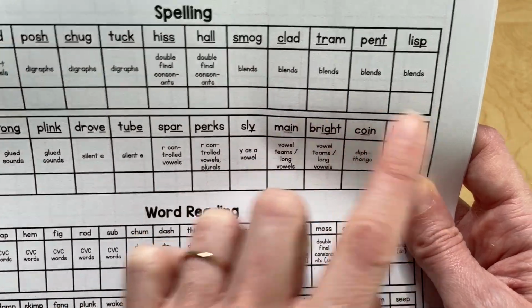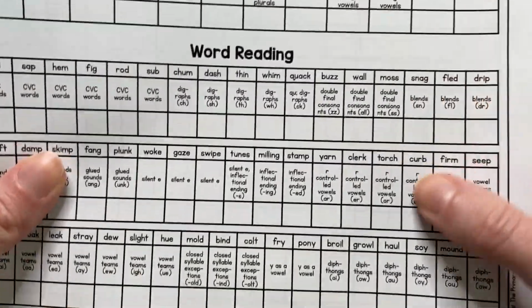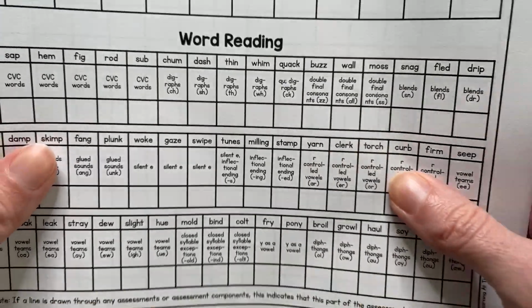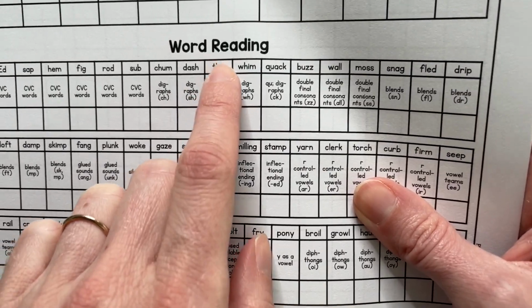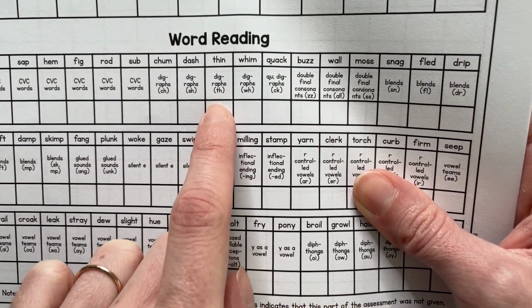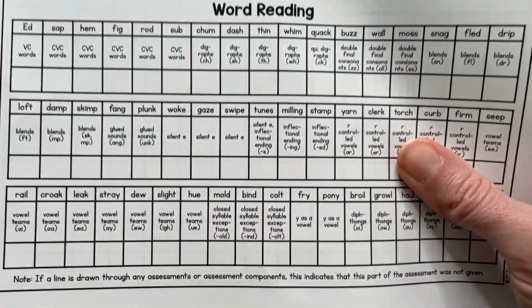But of course, if they miss all of them or most of them, then that's a good indication they really need to spend some time on this. The word reading is set up similarly. Basically, it's just going to point out that you want them to read the word correctly. And if they don't, then that's the skill that you want to work with them on. So it's very, very specific.